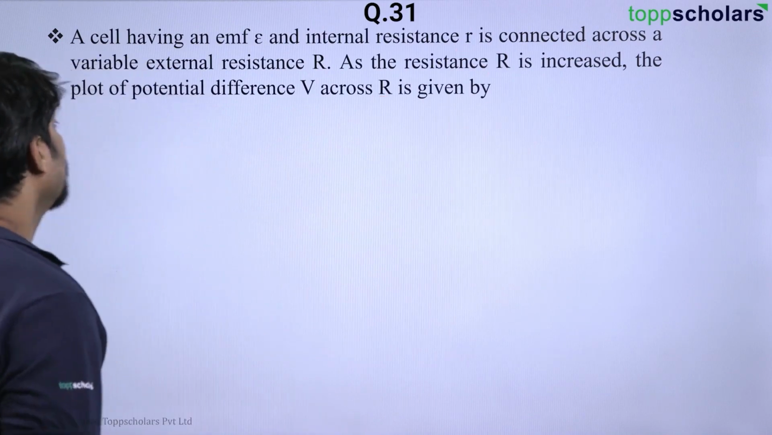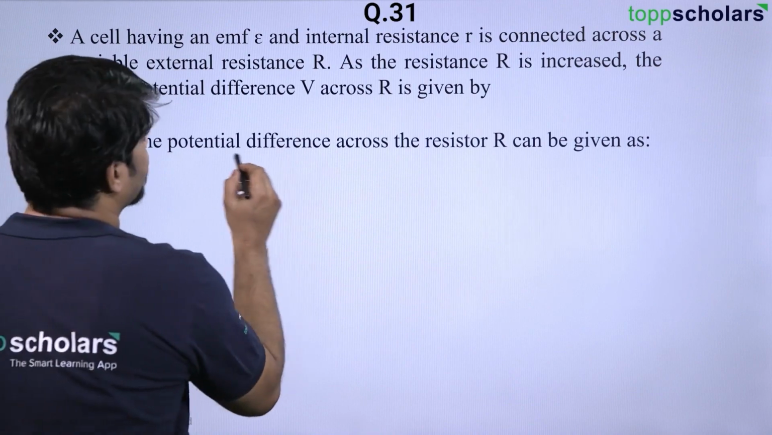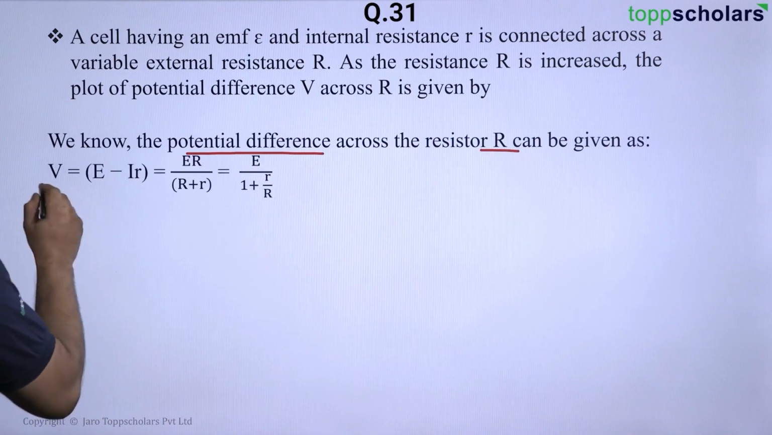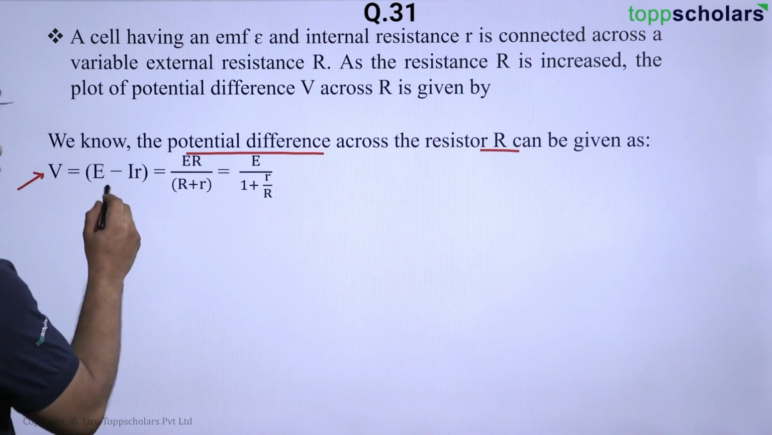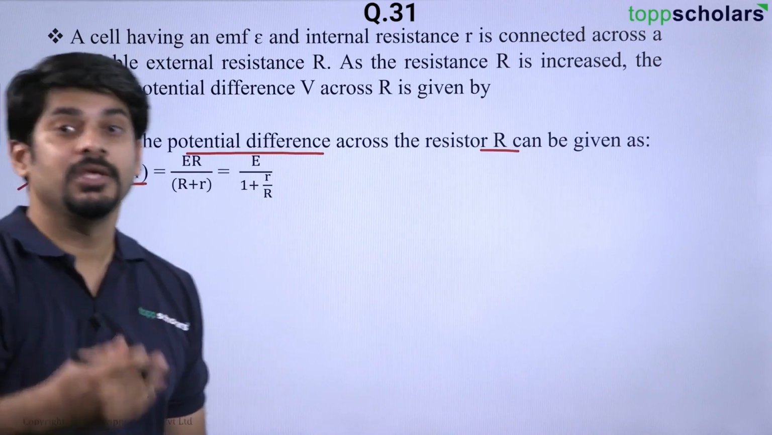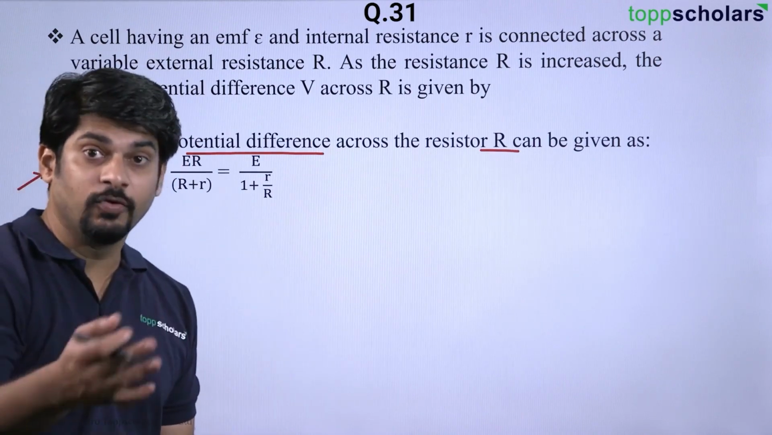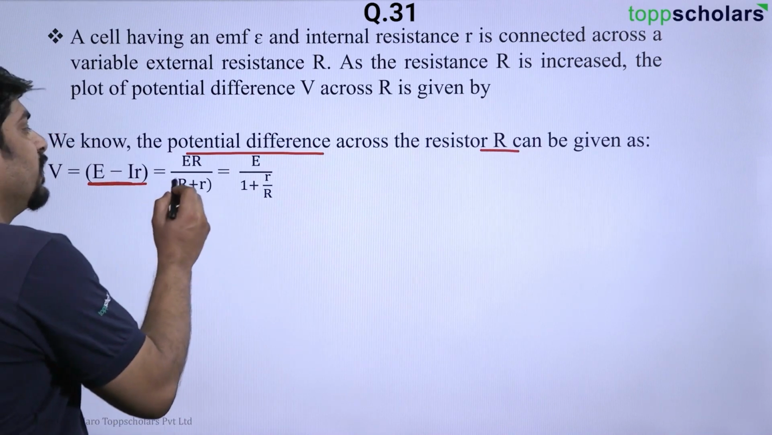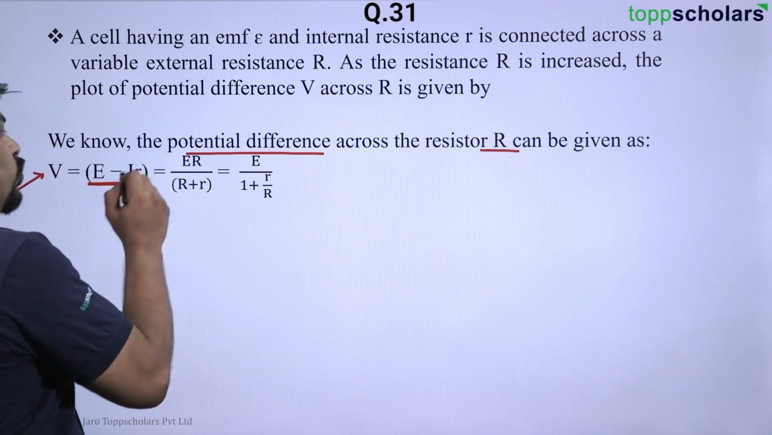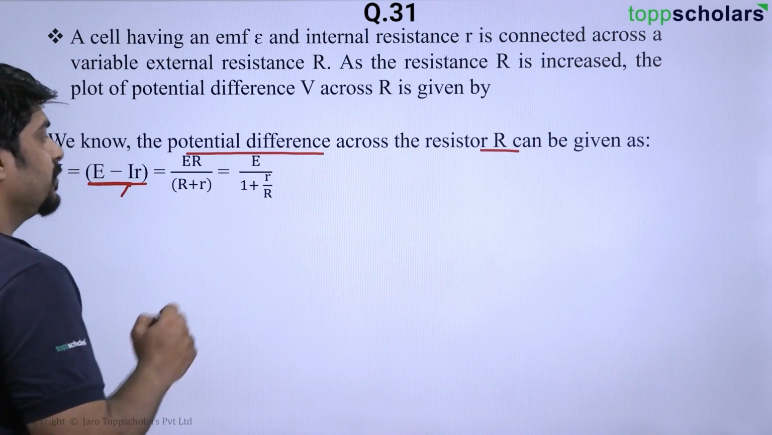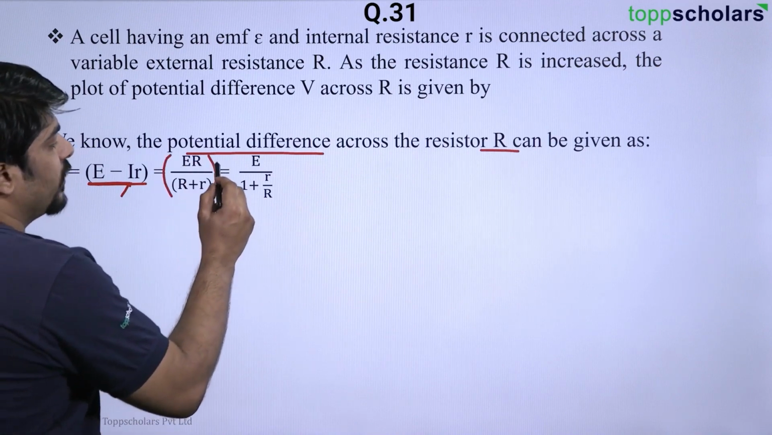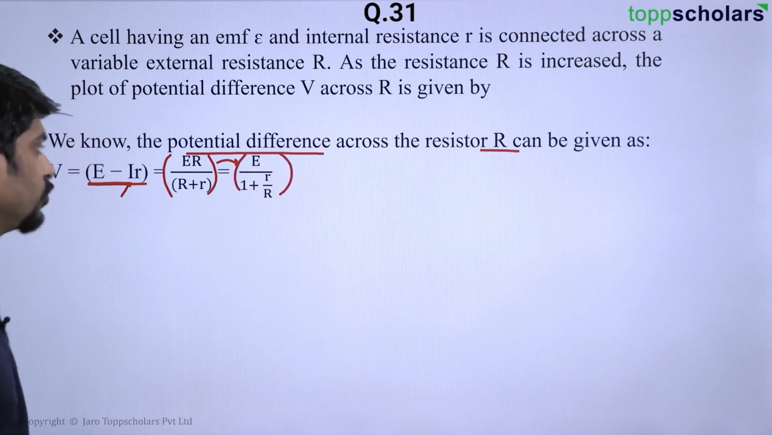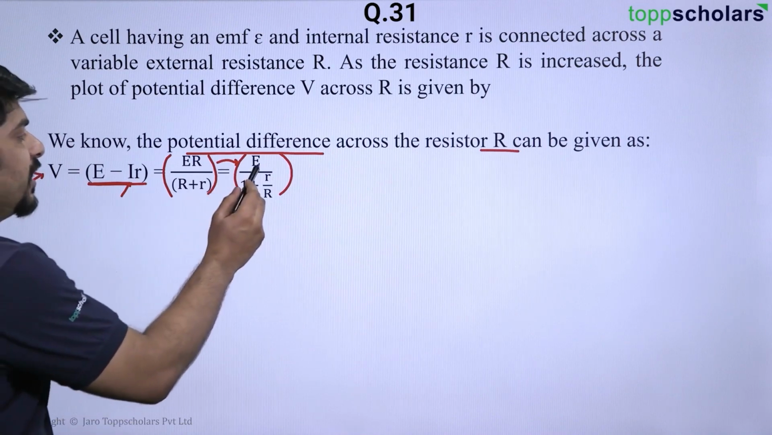It's very simple. First of all, we know the potential difference across the resistor R can be given as V is equal to E minus Ir, where E is the EMF of the battery, I is the current flowing through the circuit, and small r is the internal resistance. So it is equal to ER upon R plus r. After putting the values of I and solving and arranging this equation, we get E upon 1 plus small r upon capital R. So we have got the value for V.